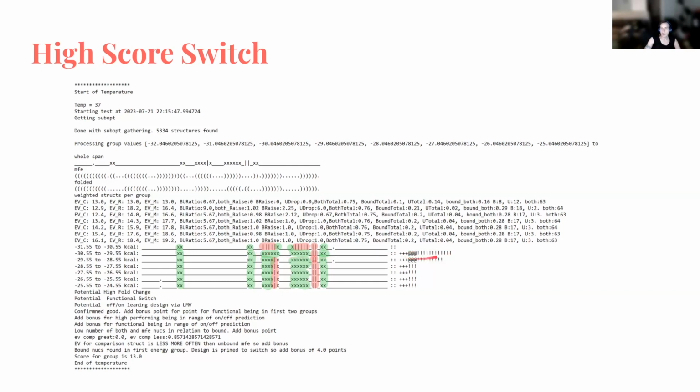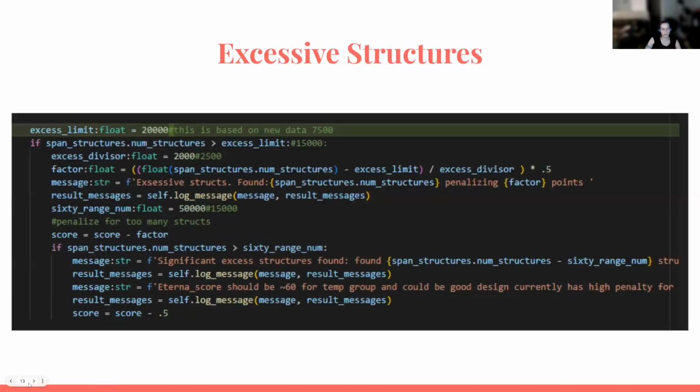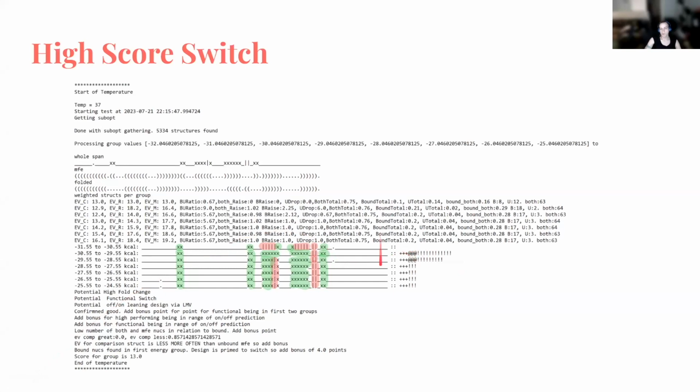And you see I have these here where I have the modifier. Each time it goes, okay, yeah, this is a good switch. This is a high folding switch. This is a really good switch. The 3 exclamation marks mean really good. 3 ats means it's just good. And so each time it hits one, it adds. And so this is actually a very good switch.